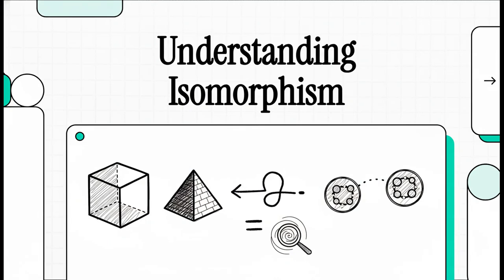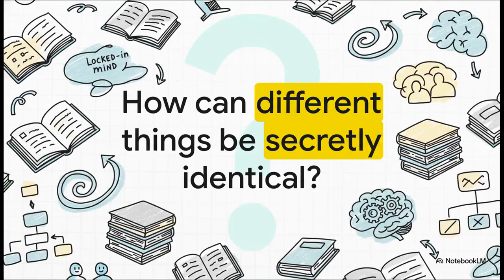Welcome to The Explainer. Today we're going to tackle a really cool, kind of mind-bending idea: how two things that look completely different on the surface can actually be, secretly, the exact same thing. So let's kick things off with a little thought experiment.